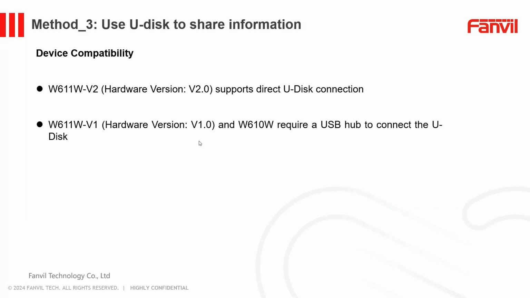The third method is using the UDisk to share information on the device. So something to note here is the W611W V2 with hardware version 2 supports direct UDisk connection. You can just connect directly to the UDisk. For the W611W V1 with hardware version V1 and W610W, it requires a USB hub to connect to the UDisk. So you will need to use a USB hub on the V1 and the W610 to connect to the UDisk.